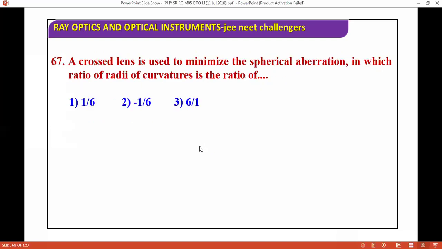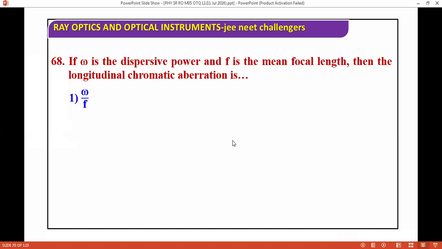A crossed lens is used to minimize the spherical aberration. In which ratio of radii of curvature is the lens used? The ratio is -1/6. Next question: if omega is the dispersive power and f is the mean focal length, then the longitudinal chromatic aberration is, what's the correct answer? Omega into f. You should know the longitudinal chromatic aberration is omega into f.